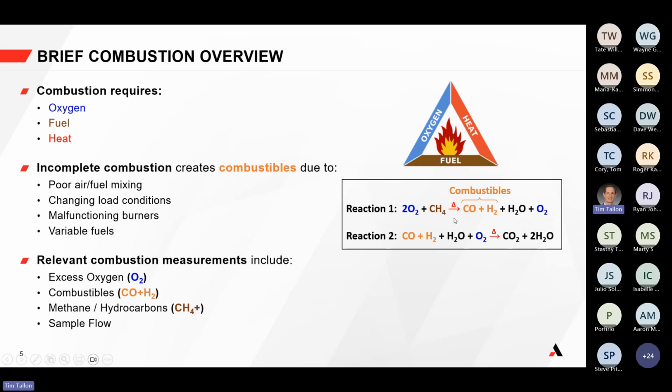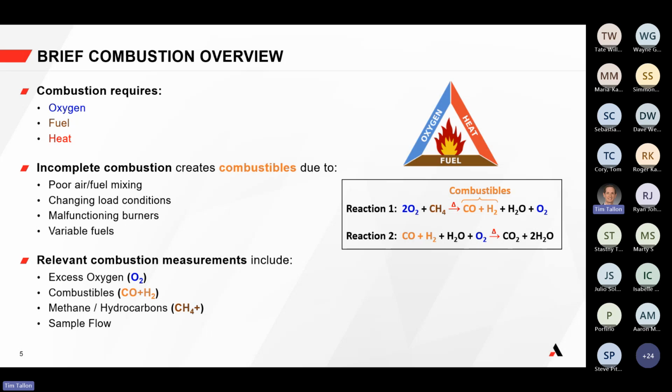So if you can kind of see in this generic reaction with methane, oxygen and methane first generate partial oxidation. So they first generate carbon monoxide and hydrogen. And then if any additional oxygen is available, then they further oxidize to create carbon dioxide and water. So this intermediate step of combustibles can come from a number of places, including just the natural poor air to fuel mixing at the burner.